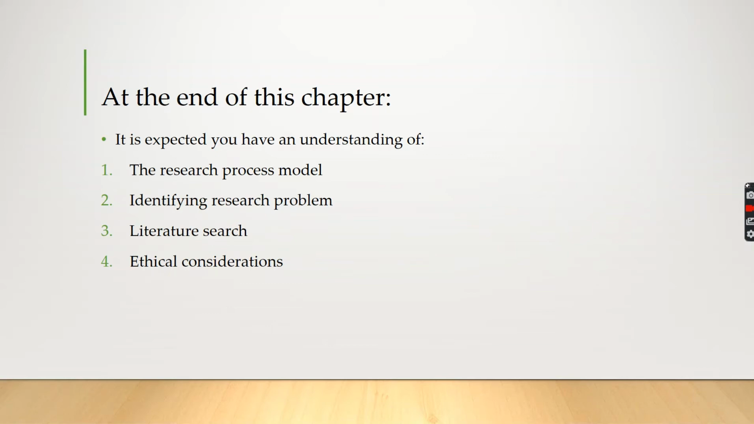In this topic, we will be trying to understand what the research process model is. Basically, there are 8 steps in this model. Then we identify the research problem, and then how you do your literature search, literature review, and also ethical considerations in research.